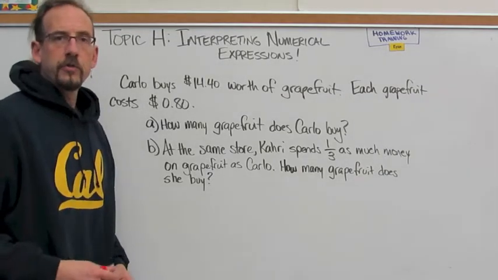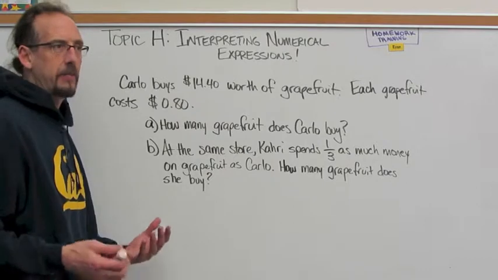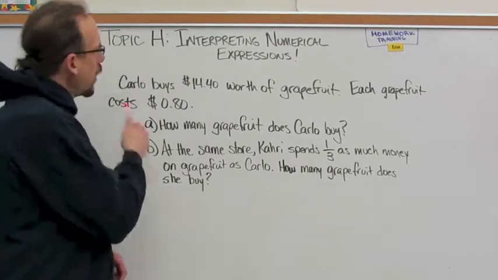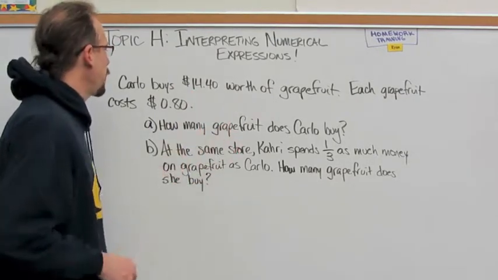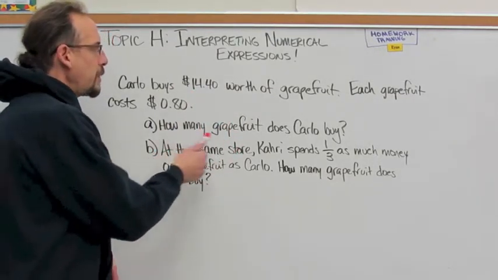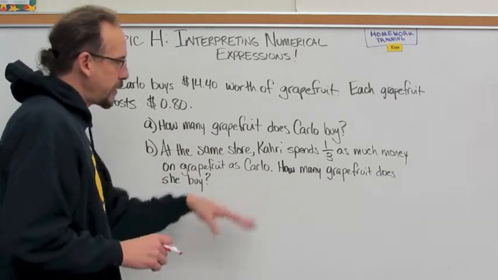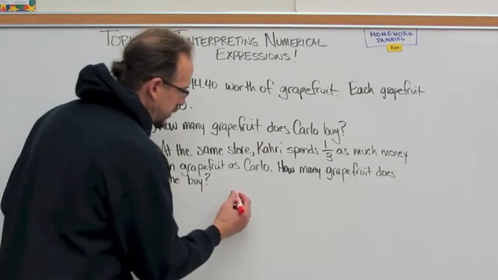Okay, I'm going to show you two kinds of problems that'll be in the very last section because they both build on things that we've done all throughout the module. So Carlo buys $14.40 worth of grapefruit. Each grapefruit costs 80 cents. How many grapefruit does Carlo buy? Well, let's solve that one first before we read on. He's got $14.40.